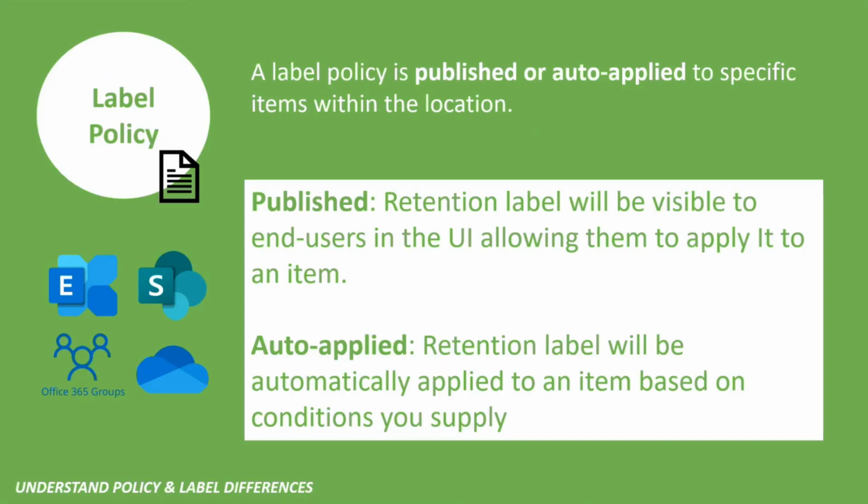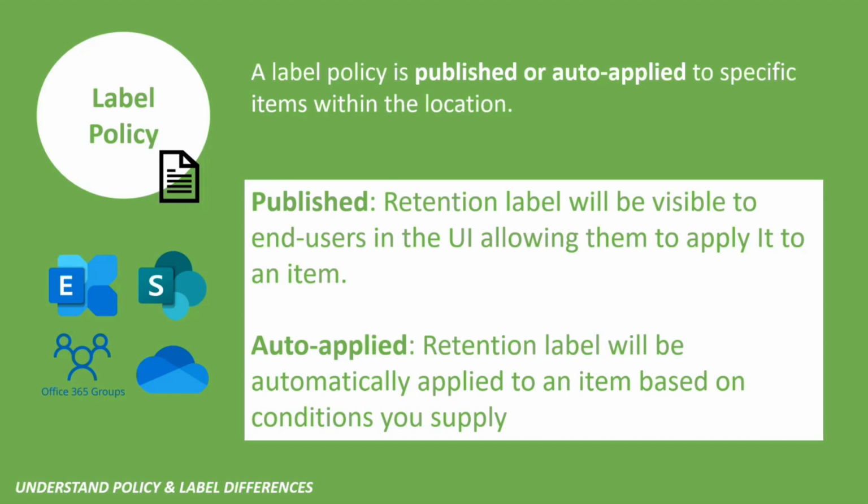Now that we've discussed retention labels in depth, we're going to discuss how they're published to SharePoint sites, Outlook, and all these different locations within M365 so that they can actually be used. Up until now, we've been talking about retention labels, the different actions they can take, and the different settings that can be put upon them. Now we're going to talk about how they're published and used by users. So a label policy is a published or auto-applied policy to a specific location within SharePoint.